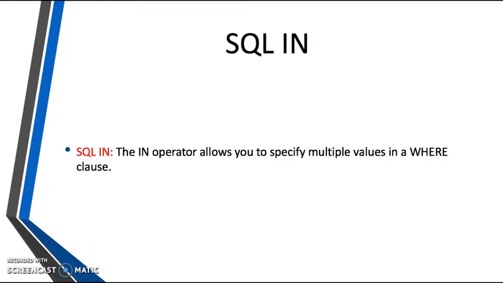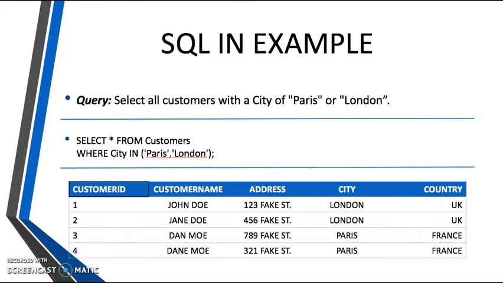The SQL in operator allows you to specify multiple values in a where clause. For example, the query states, select all customers with a city of Paris or London. We execute the following code: select * from customers where city in ('Paris', 'London'), and our output displays only results with the cities being London or Paris. And here they are, London, Paris.